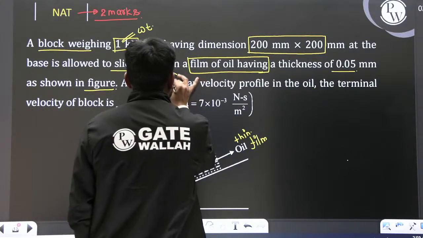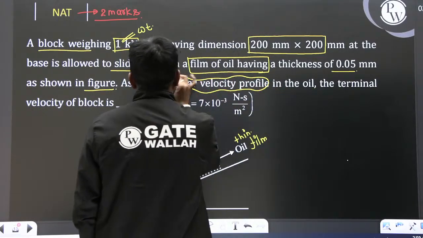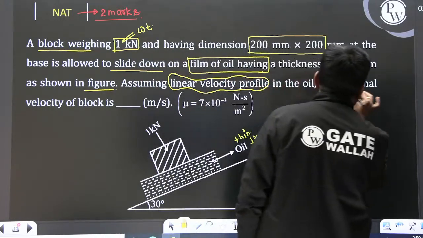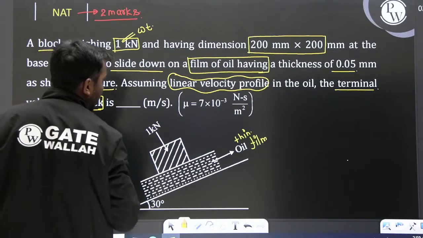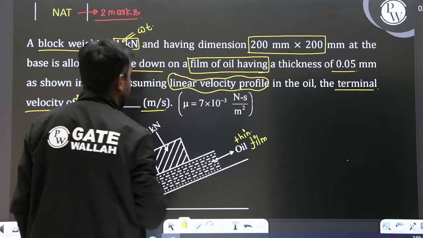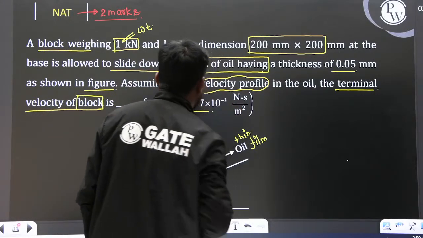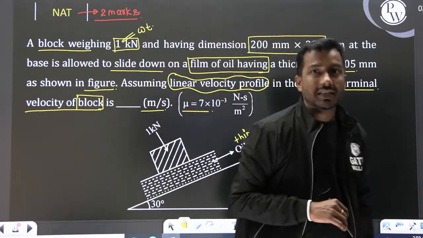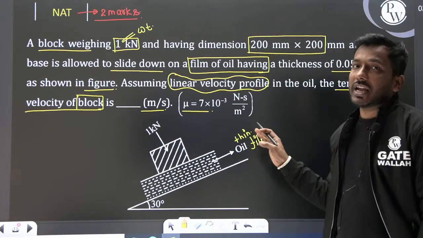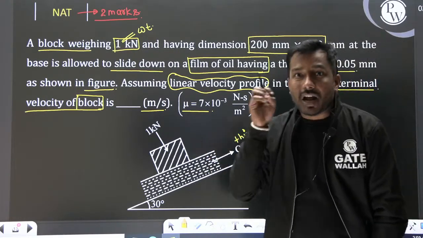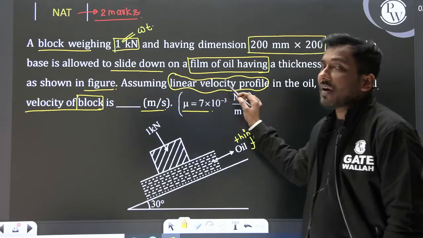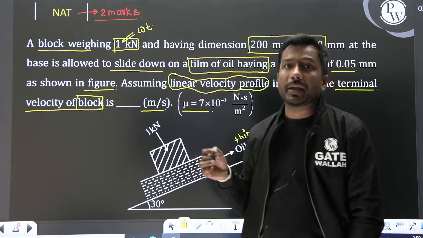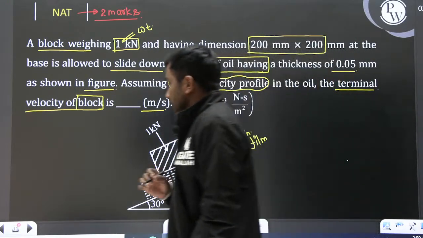Assuming the linear velocity profile, they have already mentioned that, you need to calculate the terminal velocity of the block. Terminal velocity of the block in which unit? In meter per second. And dynamic viscosity is given as 7 into 10 raised to the power minus 3. Clear? In this question, they have asked to calculate the terminal velocity of the block, and the velocity profile should be linear. So let me just calculate this question.